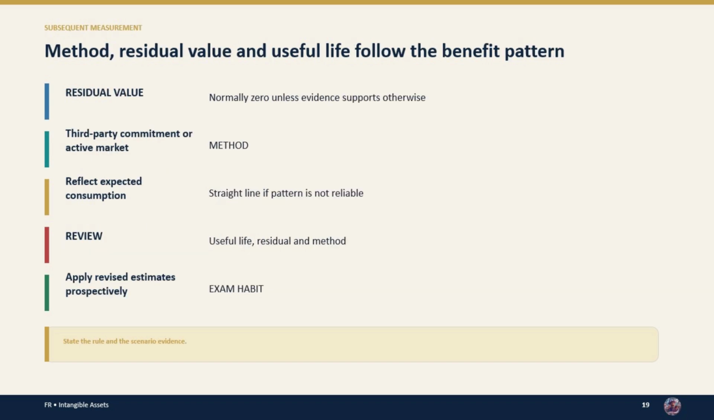For a finite life asset, residual value is normally 0 unless a third party is committed to buy it or an active market supports a value at the end of its life. The amortization method should reflect the pattern of consumption. If that pattern cannot be determined reliably, use straight line. Useful life, residual value, and method are reviewed at each financial year end, and estimate changes are applied prospectively.